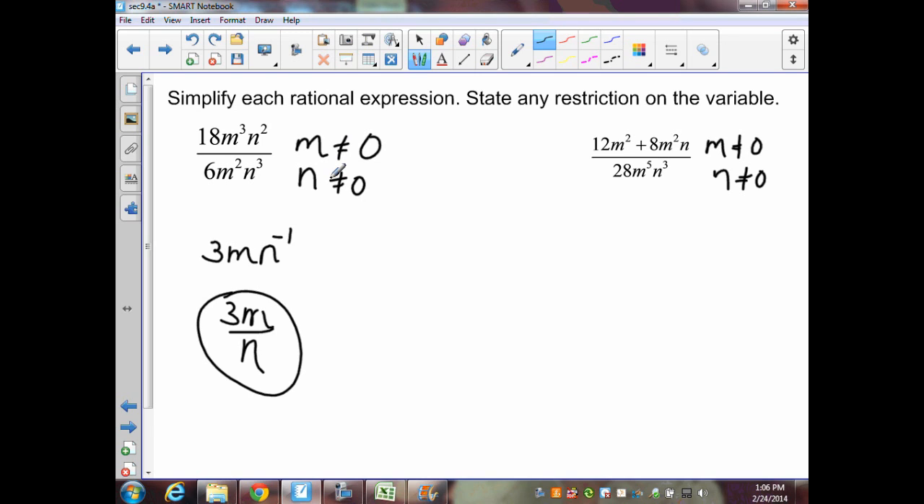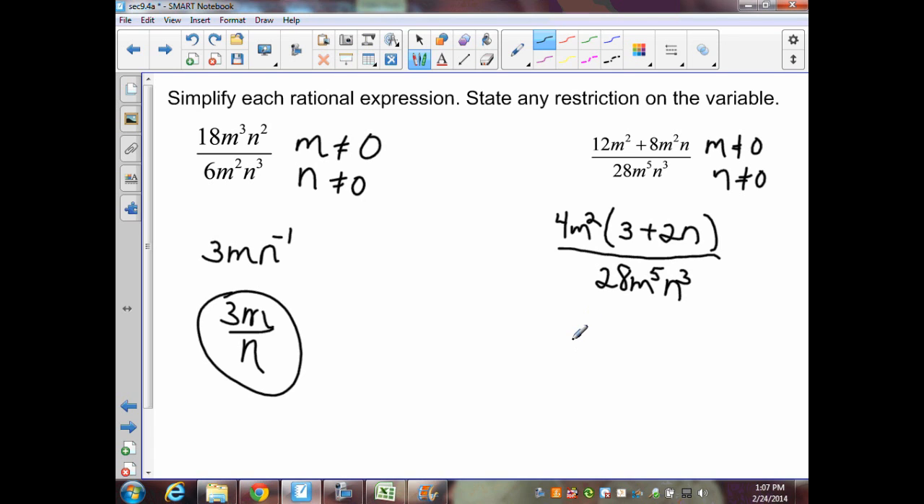On my next problem, I've already stated my restrictions. Again, m and n are not allowed to be 0. I state that from my original function. And here what I'm going to do is factor a common factor out of my numerator. That would be a 4m squared. And when I factor a 4m squared out, that leaves me with 3 plus 2n over 28 m to the 5th n cubed. Now I'm just going to simplify with the 4m squared and 28m to the 5th n cubed.